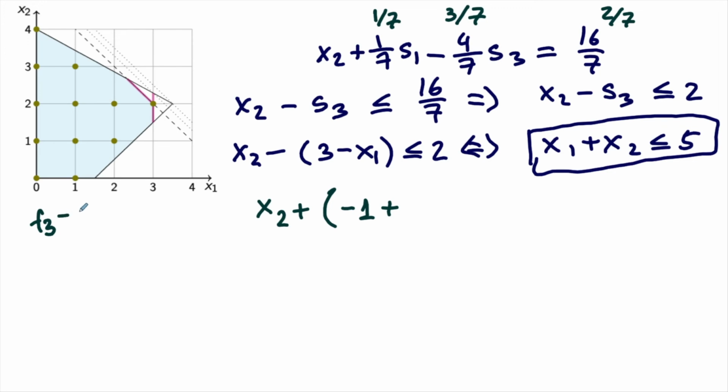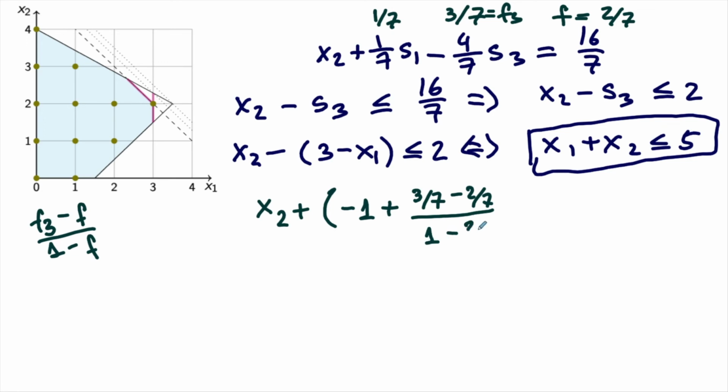So it's going to be f3 minus f divided by 1 minus f. Alright, so in our case, f is given by 2/7, and this is our f3, it's 3/7. So what we'll have here in this ratio is 3/7 minus 2/7, and then 1 minus 2/7. All right, so that's the coefficient that we get for S3.